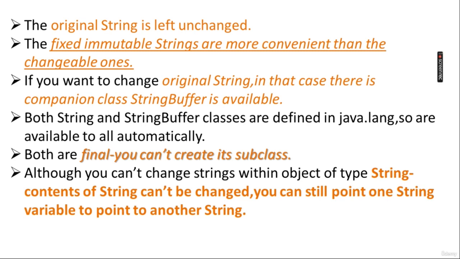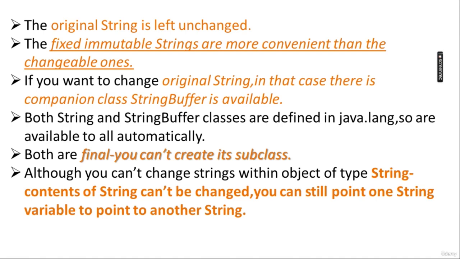Fixed immutable strings are more convenient than the changeable ones. Even if you could modify the strings, fixed immutable strings are more convenient. If you want to change the original string, there is one more class available, the companion class StringBuffer. Whenever you create an object of StringBuffer, any modification that you make in that StringBuffer object will modify the original string. But in the String class, whatever changes you make will not change the original object value.